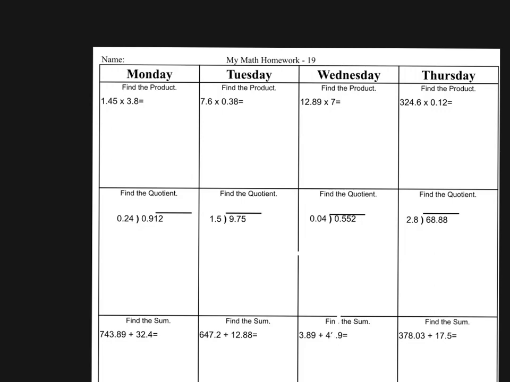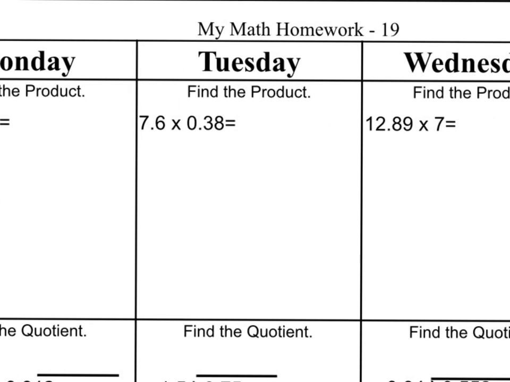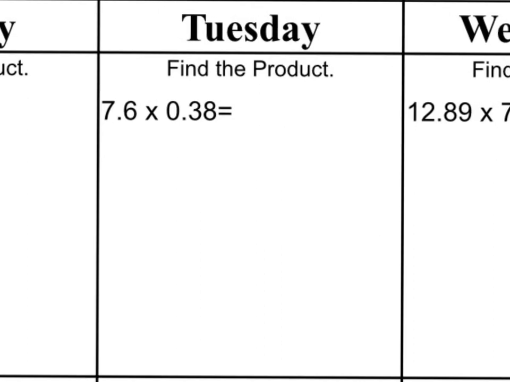This is my math homework number 19, Tuesday. For the first one, it says find the product. So we're going to multiply. We're going to imagine this is 76 times 38. So let's go and get started on that.